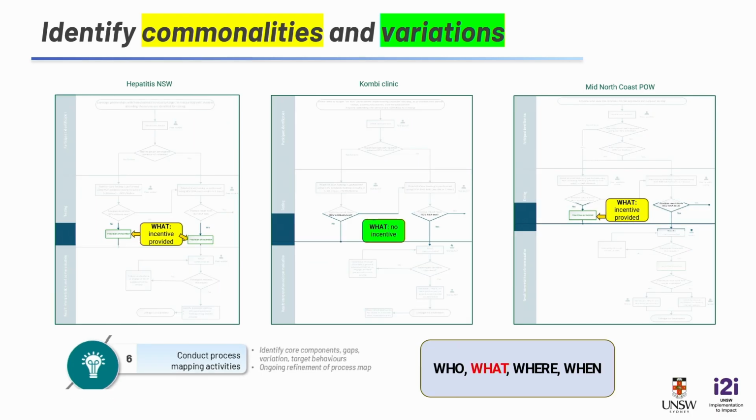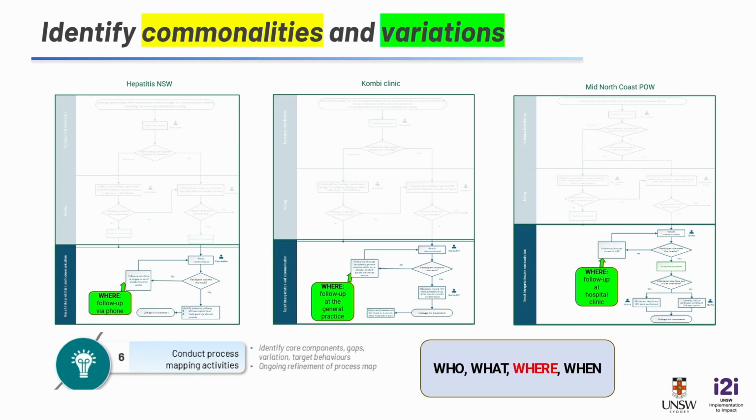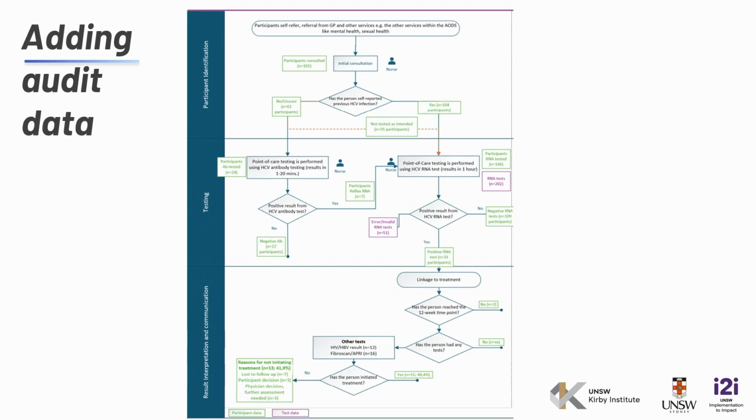So you can see variations in terms of what is happening, where these variations lie. Who's doing what and where they're doing it. Again, it just shows you the power of these variations between sites, where these things are happening.